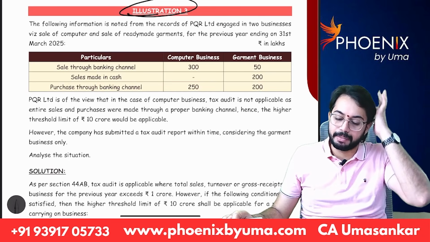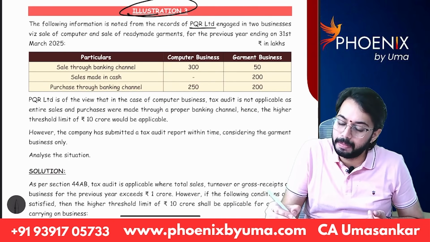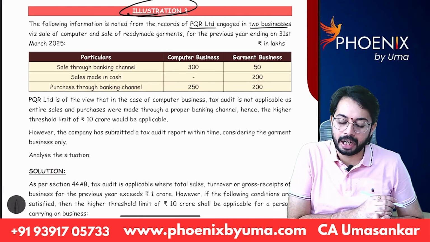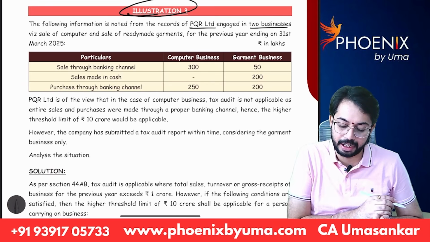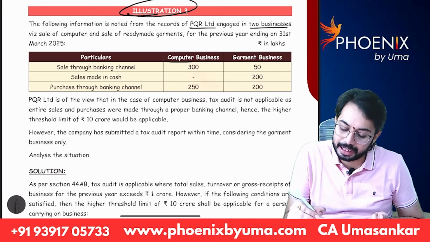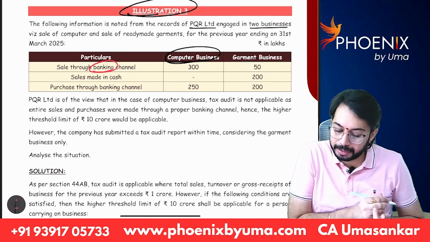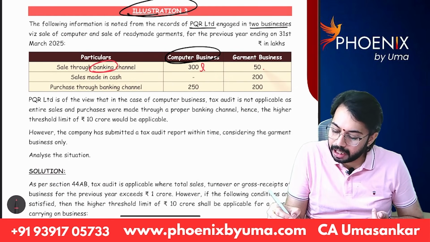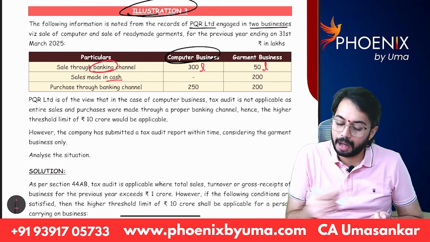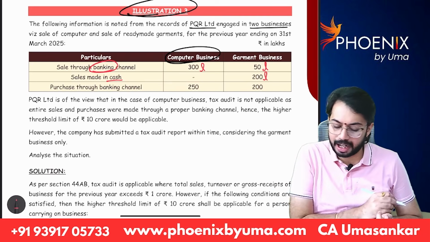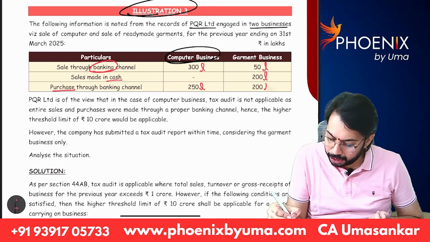Now, the following information is noted from records of PQR Limited engaged in 2 businesses: sale of computers and sale of ready-made garments for the previous year ending on 31st March 2025. Computer business sales done through bank: 300 lakhs, and garments 50 lakhs. Sales made in cash: computer 0, garment business 200 lakhs. Purchases through banking channel: 250 lakhs and 200 lakhs.